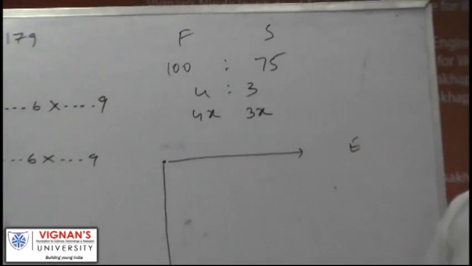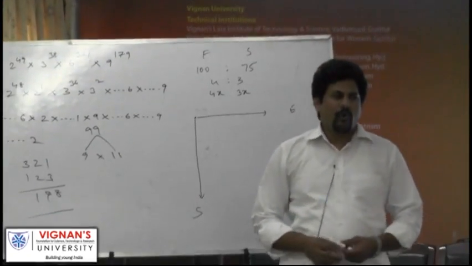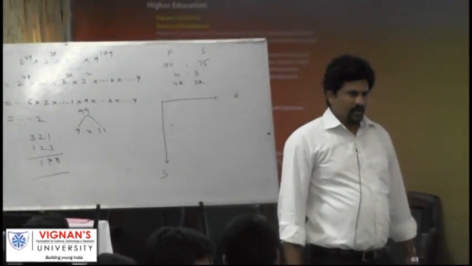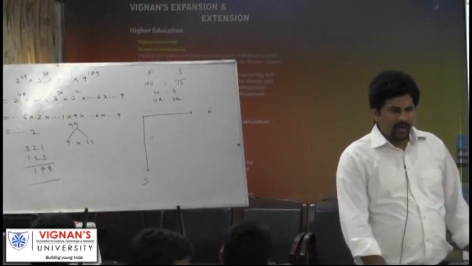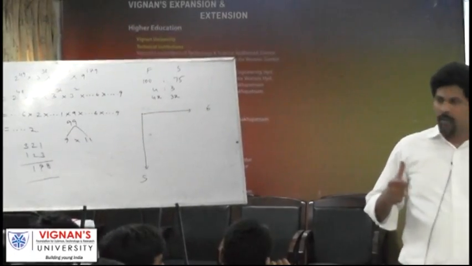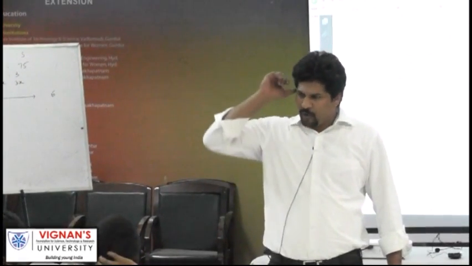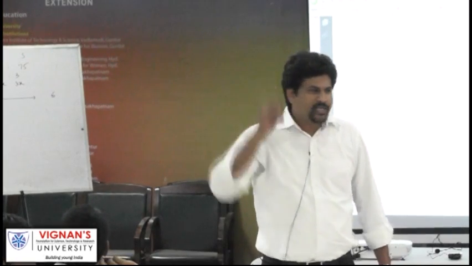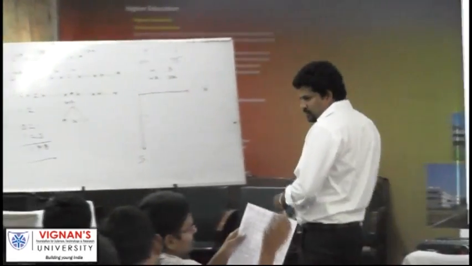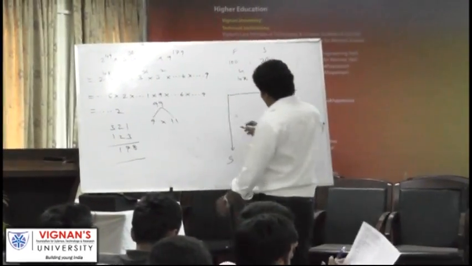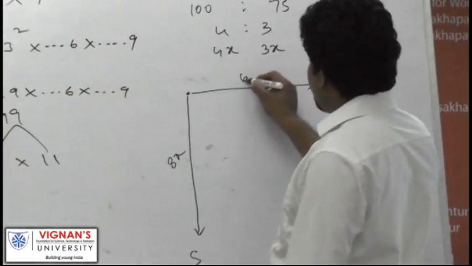kilometers per hour. The faster one can swim 4x kilometers in 1 hour. They are swimming for how many hours here? In 2 hours, what distance can he swim? In 1 hour he can swim 4x, so in 2 hours, 8x. And the other one? So this is 8x, this is 6x.